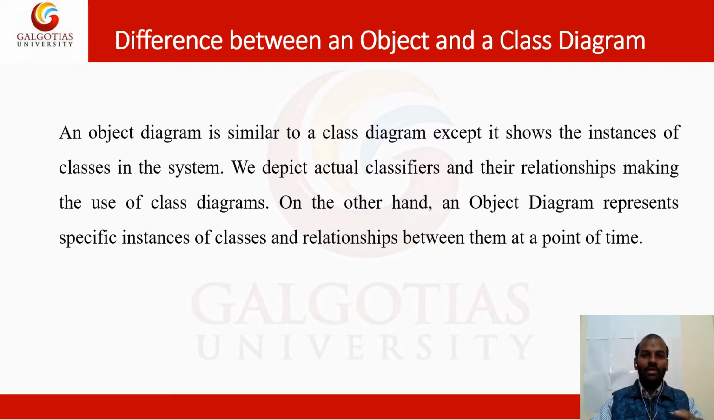At this moment we can use the object diagram wherever it is required in the software development life cycle. As another example, we demonstrate that the class diagram makes use of the actual classifiers and the relationships. On the other hand, an object diagram represents specific instances of the particular class and the relationships between them at a point in time.